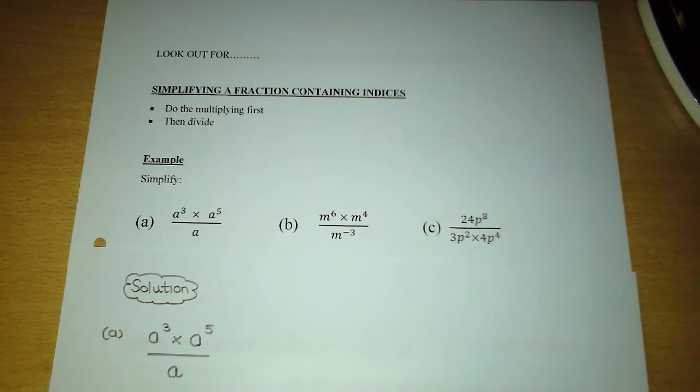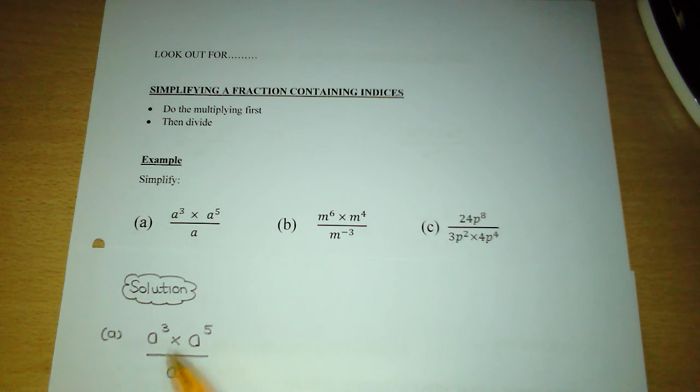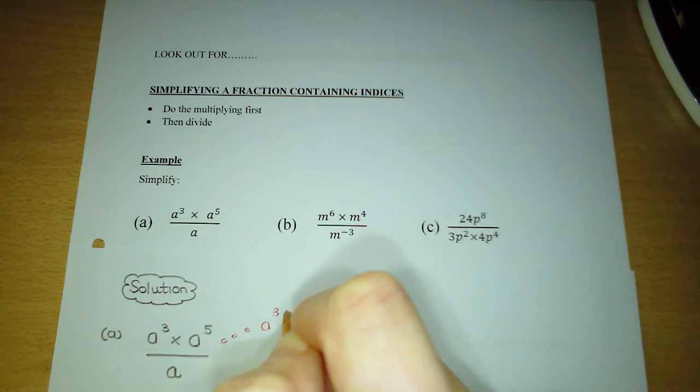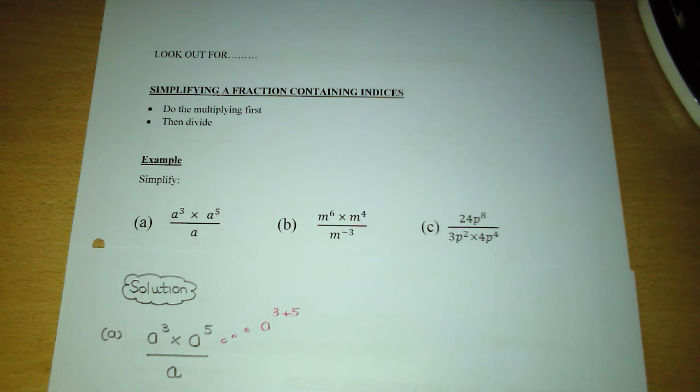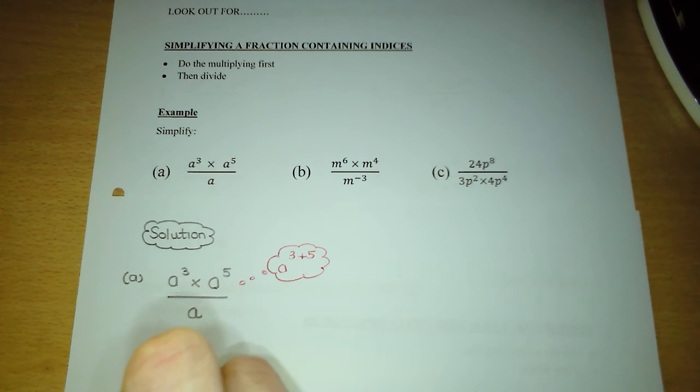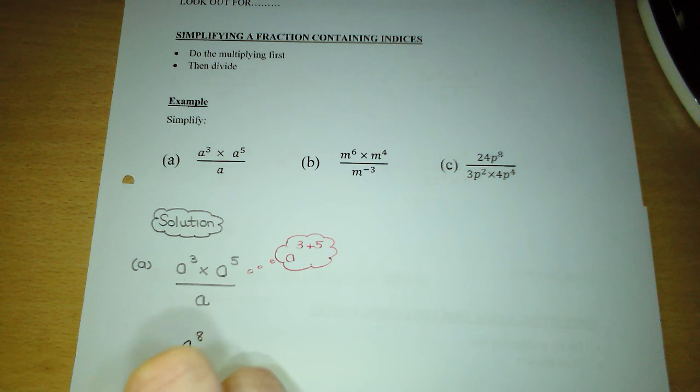Now, we're multiplying two indices with the same base. So remember, you add the powers. So the top line is going to become a to the power of 3 plus 5. That's using indices rule 1. Multiply two indices with the same base, you add the powers. So the top line is now going to become a to the power of 8, and that's all over a.